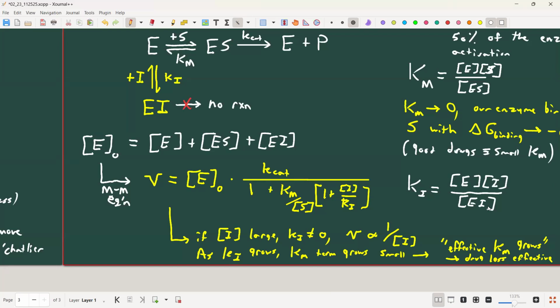And if Ki is really, really large, meaning the inhibitor loves to bind to that enzyme, it's never going to happen. So basically, as the inhibitor gets more effective, the reaction goes this way instead. Kinetics shift to the inhibition, turning the enzyme off.